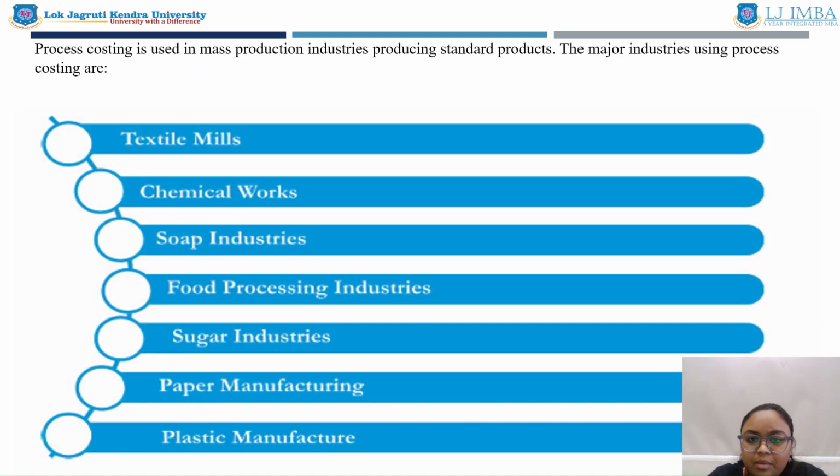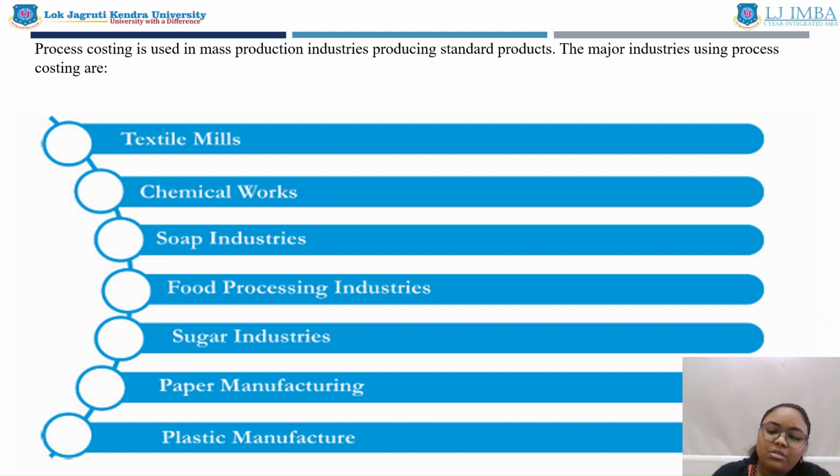These are the examples where major industries use process costing for mass production of standard products. The industries are textile mills, chemical works, soap industries, food processing industries, sugar industries, paper manufacturing industries and plastic manufacturing industries.